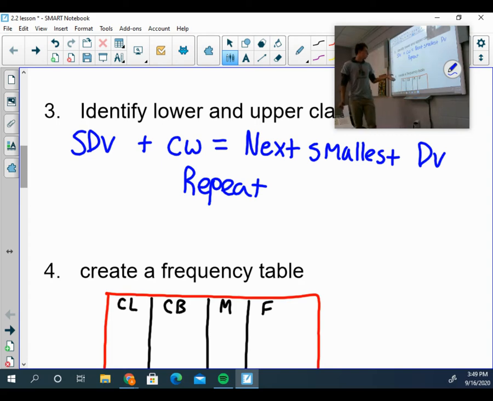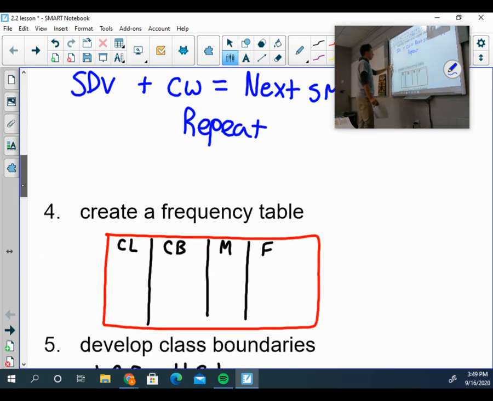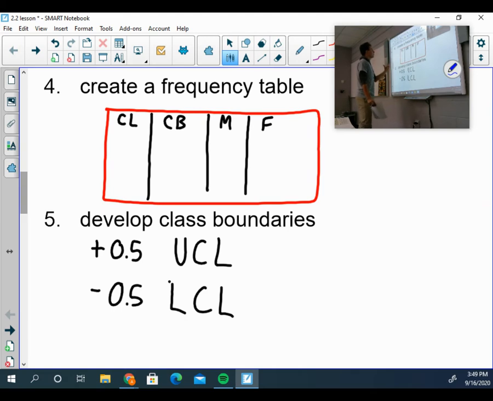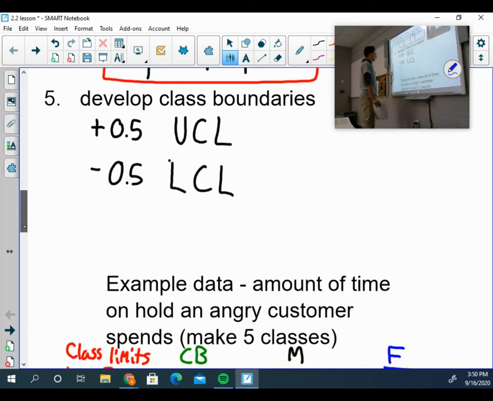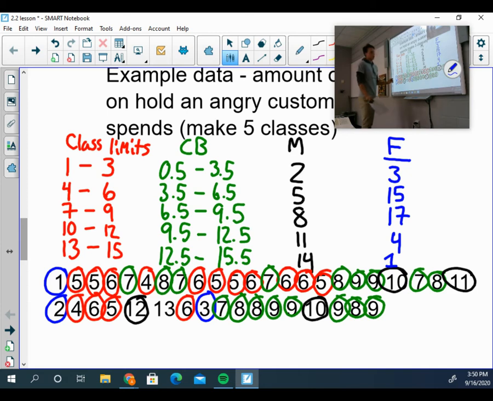We then identify our upper and lower class limits. We take the smallest data value. We add the class width, and that gives us our next smallest data value, which is the next lower class limit. From there, we make the frequency table. Again, we want our class limits, class boundaries, midpoint, and frequency. How do we get the class boundaries? We add 0.5 to our upper class limits, and subtract 0.5 from the lower class limits. Again, very hard to conceptualize, but I hope the example's making sense.